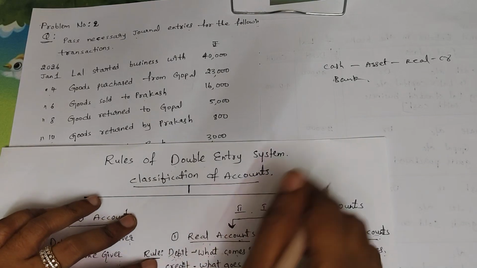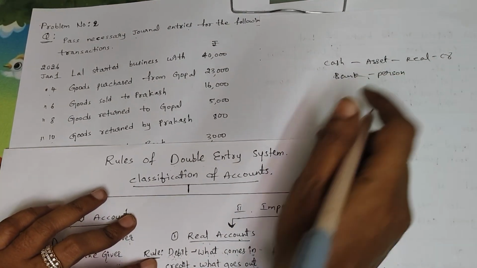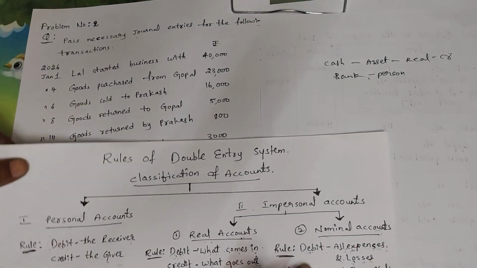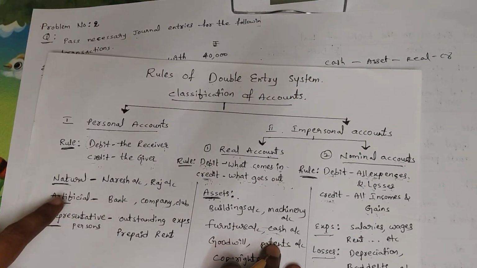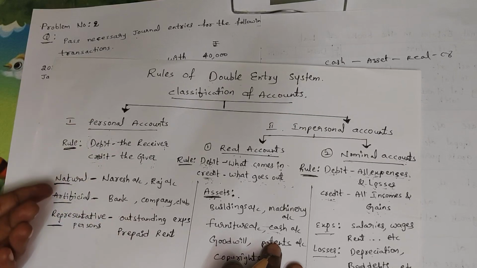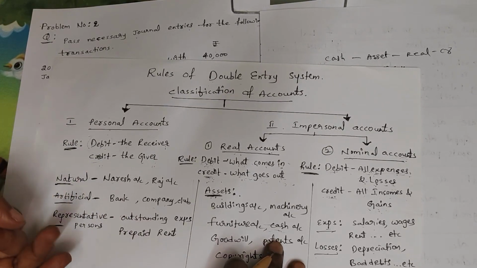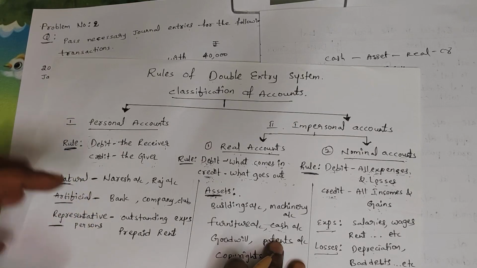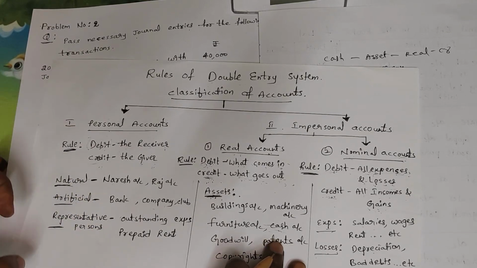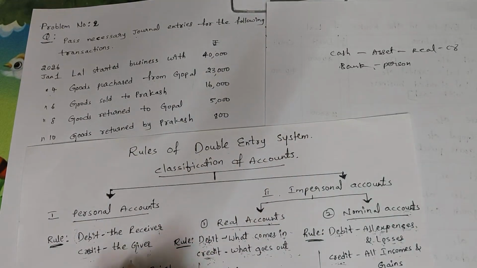Next, bank. Bank is a person, because it is an artificial personal account. It is established by a person. Any bank like SBI, RBI, companies, or clubs are established by persons, so it will come under personal account. So what is the rule of personal account? Debit the receiver, credit the giver.